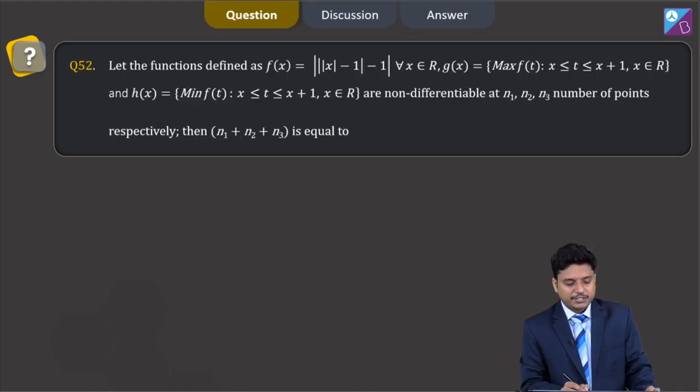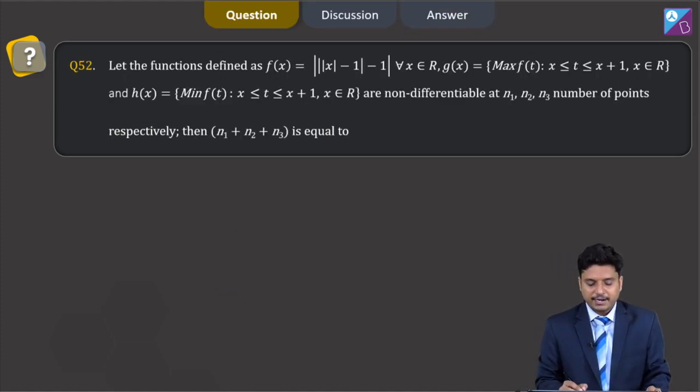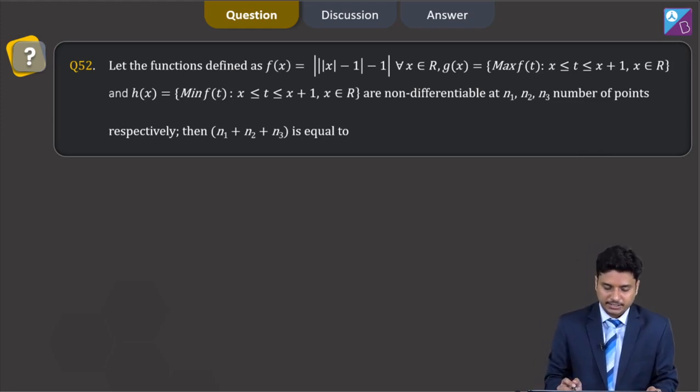Now the next question is a function defined as mod of mod of x minus 1 minus 1. It's again mod is there, and then minus 1, then again mod. We have to find non-differentiable points. How many non-differentiable points are there for fx, and with the help of fx we have to try and find out the graphs for gx and hx.